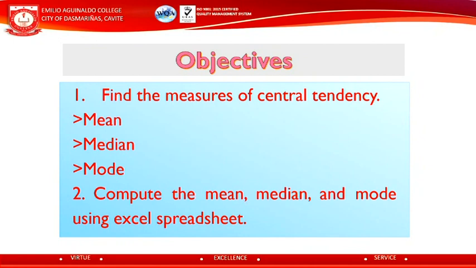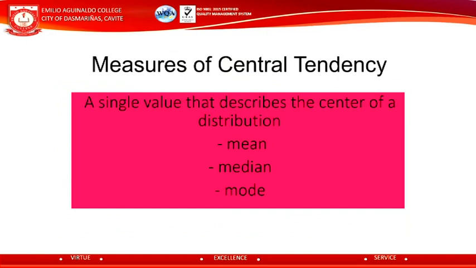Allow me to introduce the objectives first before we proceed to the discussion proper. The first objective, we have to find the measures of central tendency, and these are the terminologies that we have to define: the mean, the median, then the mode. Then after finding the measures of central tendency, we're going to compute them using our Excel spreadsheets. Okay, so let's start with our first slide.